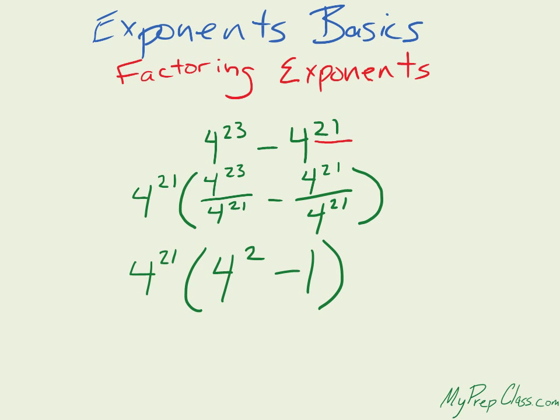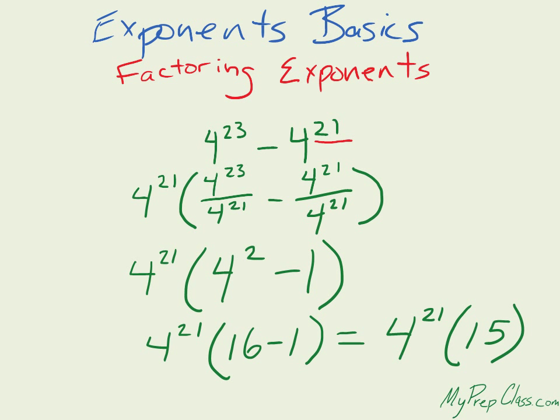So we're getting more simplified here. We're at 4 to the 21st times 4 squared minus 1. 4 squared is 16 minus 1. Leaves us 4 to the 21st times 15. And that's as simplified as we can get here.